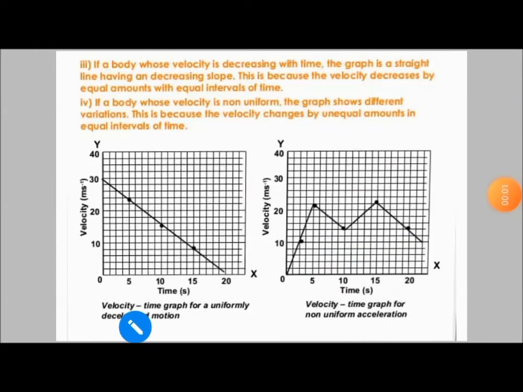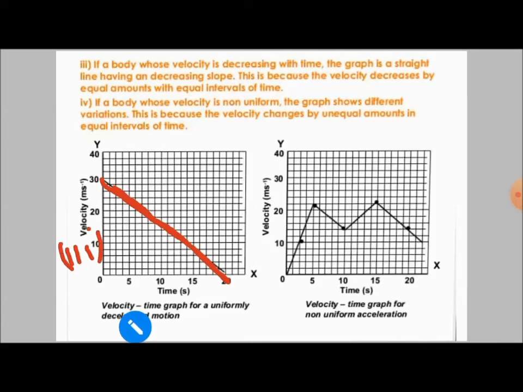Now the third point is a body whose velocity is decreasing with time. Here velocity is decreasing. So the graph will be a straight line having a decreasing slope. This is because the velocity decreases by an equal amount in an equal interval of time. This is the third graph.